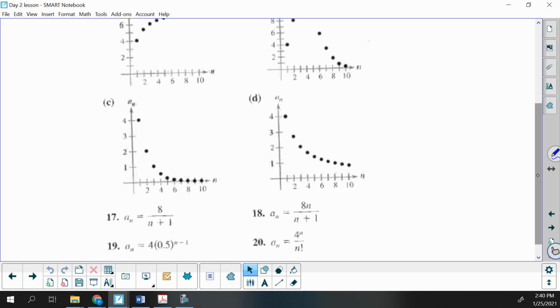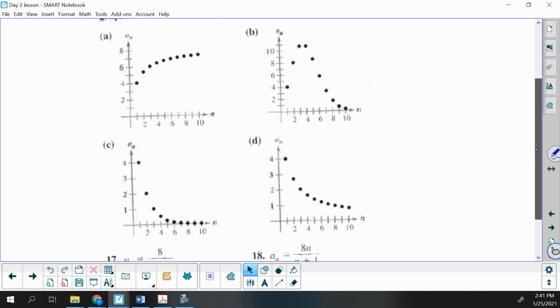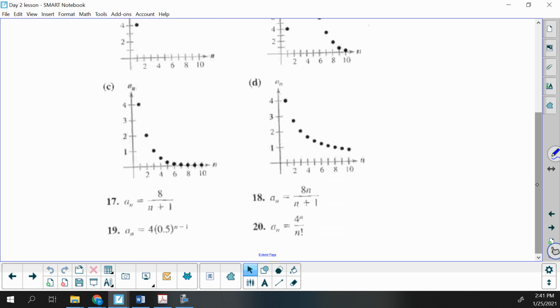In 20, when you put in 1, you get 4 over 1 factorial, so 4. When you put in 2, you get 16 over 2 factorial, so 8. So there's only one that's up at 8 at 2, so that's why 20 has to be B.